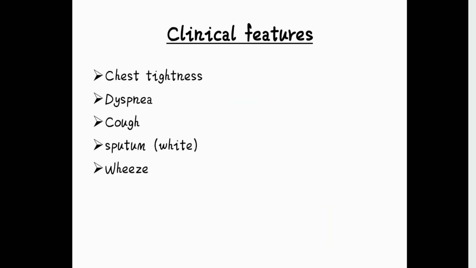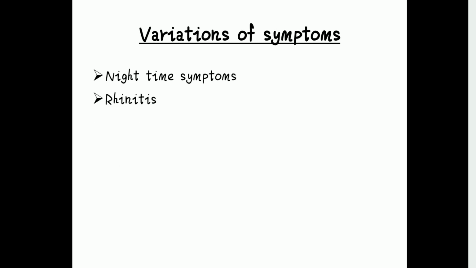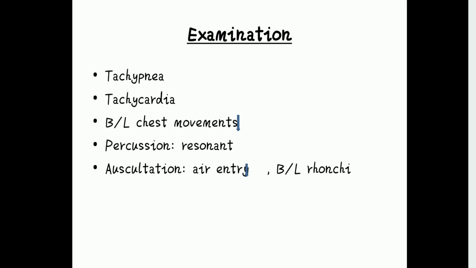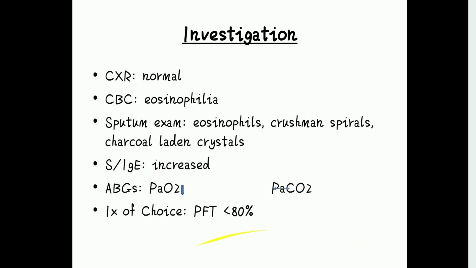Clinically, the patient will present with chest tightness, dyspnea, cough, sputum production that must be white in color, and wheeze. On examination, there will be tachypnea, that is hyperventilation, there will be tachycardia, and there will be bilateral chest movements. Note that unilateral chest movement is due to some kind of injury. On percussion there will be a resonant note, and on auscultation there will be decreased air entry and bilateral rhonchi.